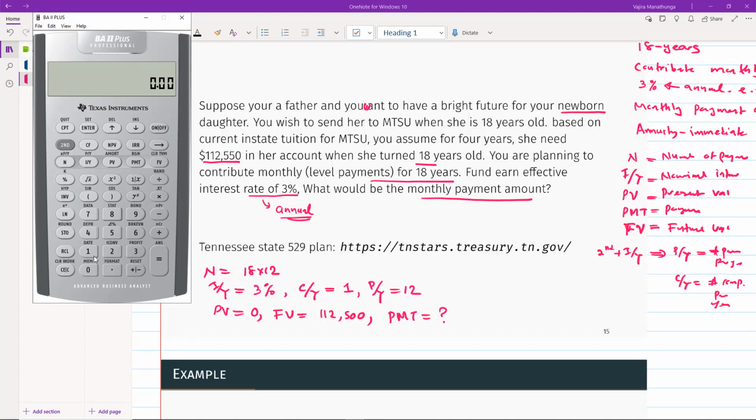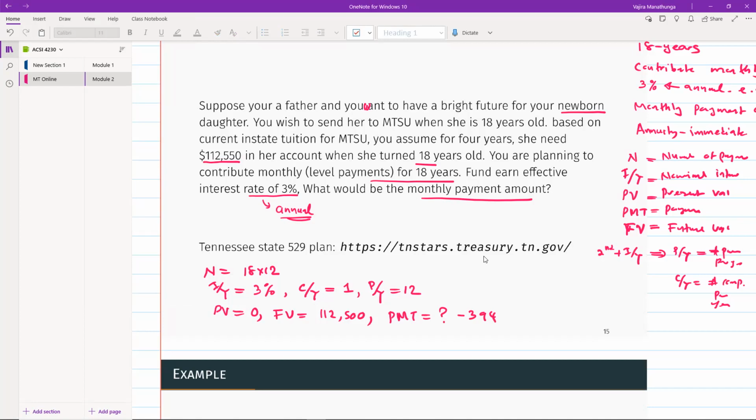Then I will enter 0 for present value and 112,550 for future value. And then I need to solve for payment. So I will click compute payment. So this is the payment amount. The payment amount is basically negative 394.99. So that's the payment amount.